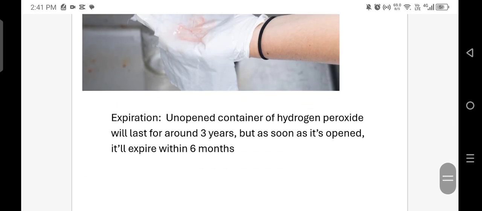Let's talk about its expiration. An unopened container of hydrogen peroxide will last for around 3 years, but as soon as it is opened, it will expire within 6 months.